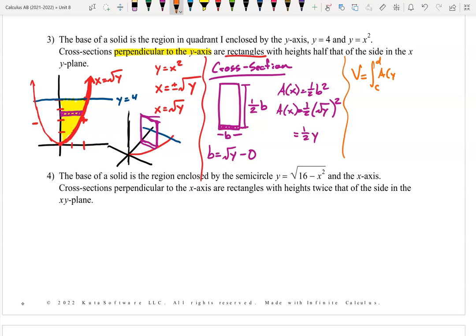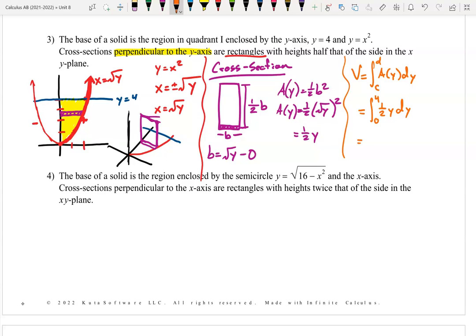And remember, we're in terms of y now, so that's c to d of our area function. Oh, and I made the same mistake that I did yesterday. This should be A of y, not A of x. I just automatically do A of x. That should be A of y dy. Everything's in terms of y. And yes, like you said, 0 to 4. That's going to be the integral of 1/2 y dy. And that one is very simple. We don't even need our calculator.